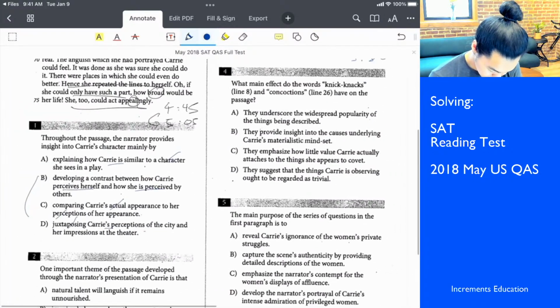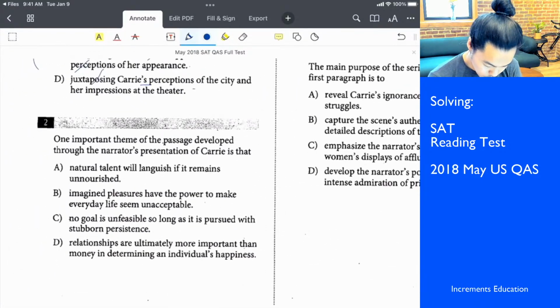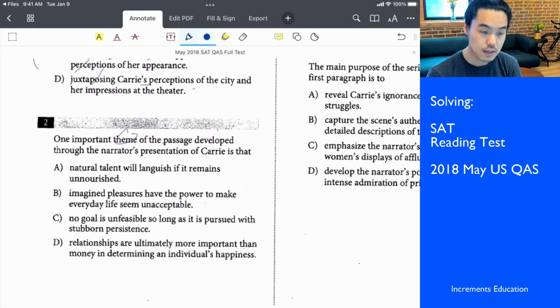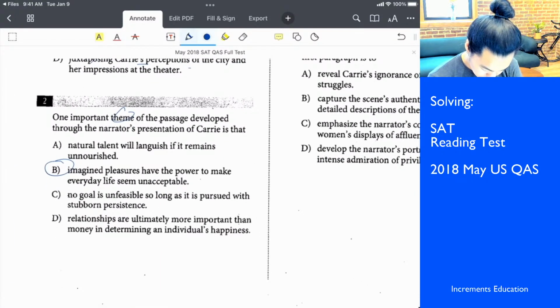Did I circle this? Oh, I skipped number 2. Sorry. One important theme developed is that Carrie wants to be like them. Okay. B actually kind of works. No goal is unfeasible. I'm doing process elimination. Relations are more important than money. What? Okay, so I'm at 6:25.